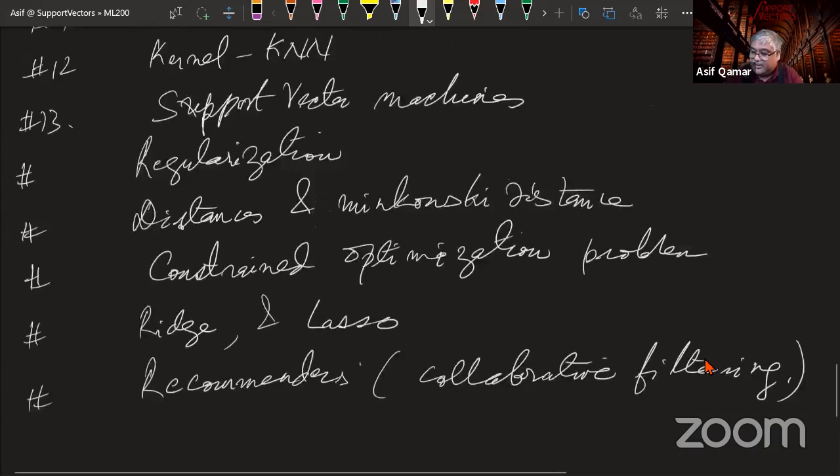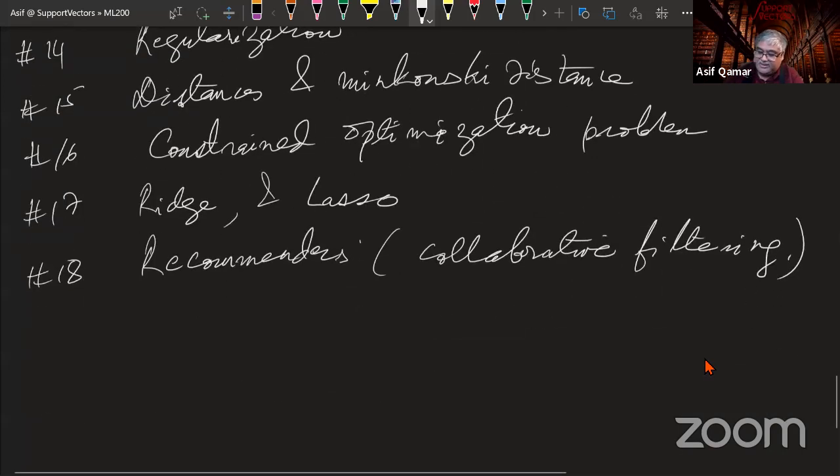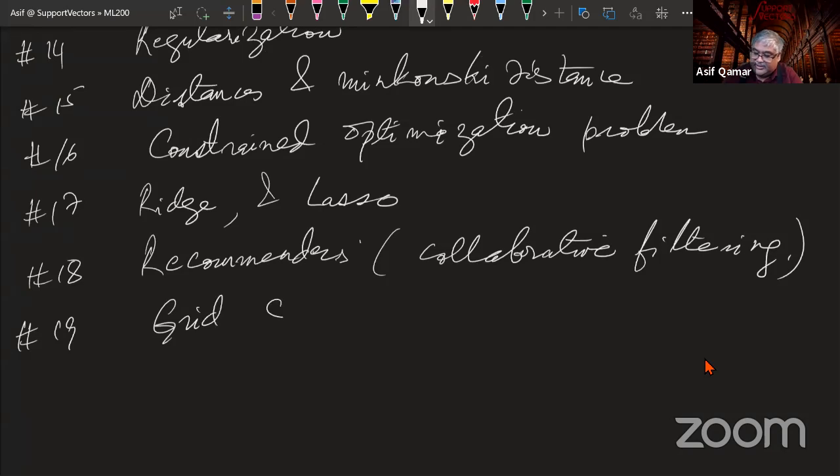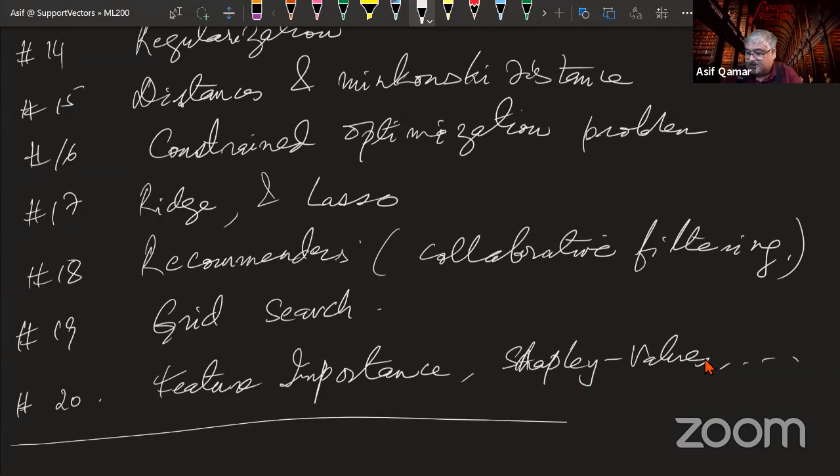And where is the count going? 14, 15, 16, 17, 18. And lastly, we did grid search. Then we did 20. We did feature importance, and the Shapley values, etc. So this is what we have done.